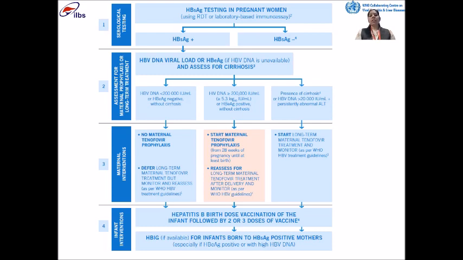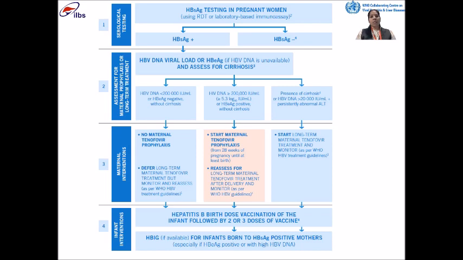And last, after birth, the infant interventions to be taken. Hepatitis B birth dose vaccination of the infant, followed by two or three doses of vaccine, should be given. For infants born to HBsAg positive mothers, especially if HBeAg positive or with high HBV DNA, you have to start the treatment. This is the testing in pregnant women, how to assess and how to start, and the various maternal and infant interventions.